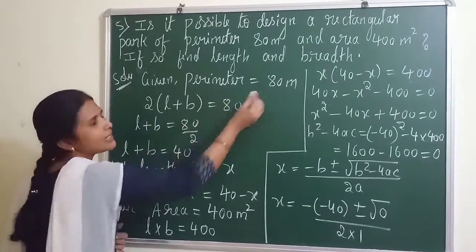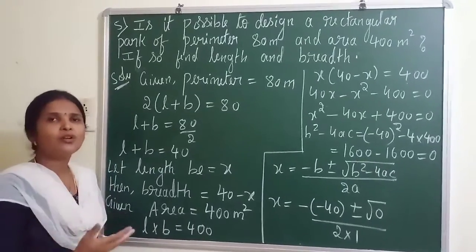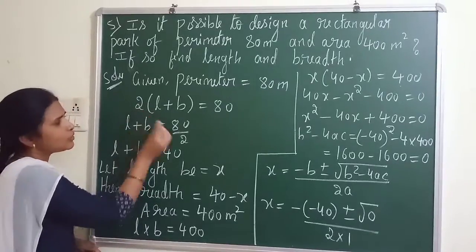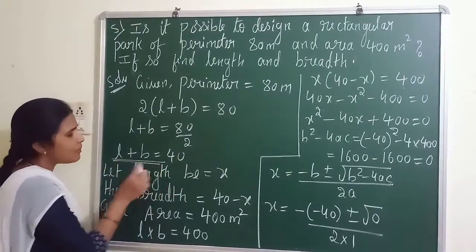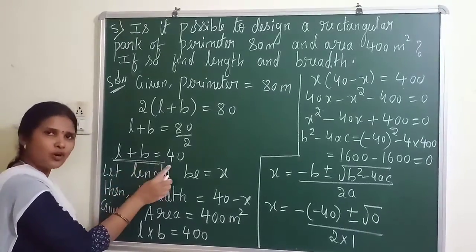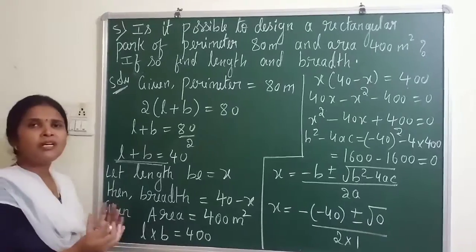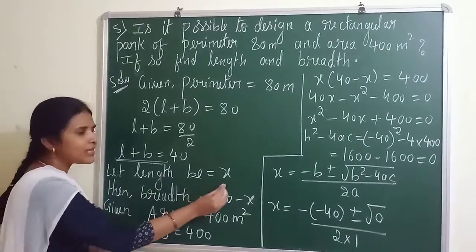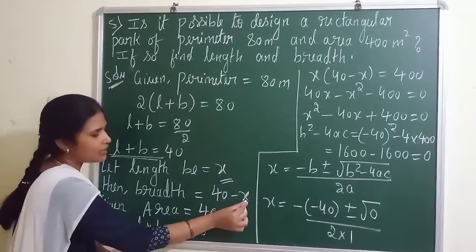Given perimeter as 80 meter. As you know, a rectangular park it is. So perimeter of rectangle is 2 into L plus B. So when I take 2 to this side, L plus B becomes 40. So you can observe here, sum of length and breadth is 40. When there is a sum or a difference, there is no dependent or independent. You can assume anything. So here I am assuming length as x, and what will be breadth? Breadth becomes 40 minus x.